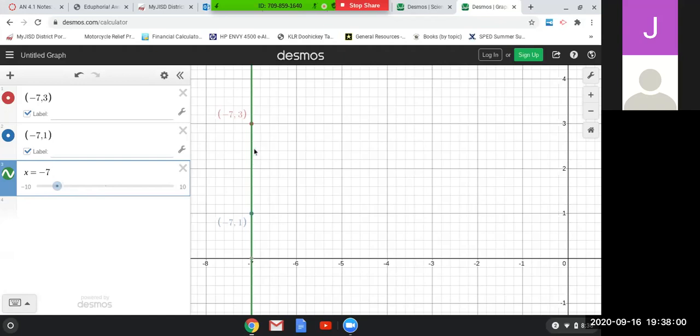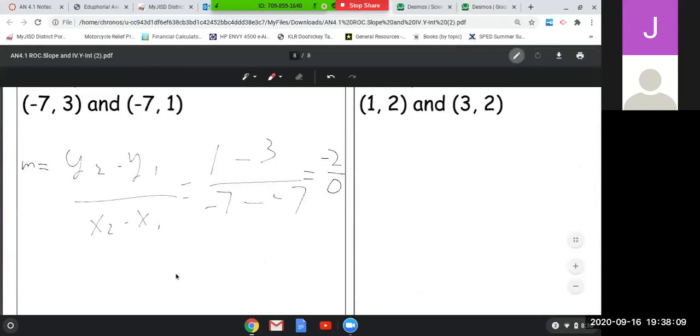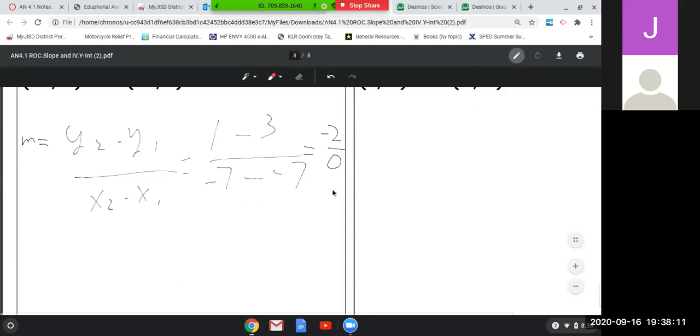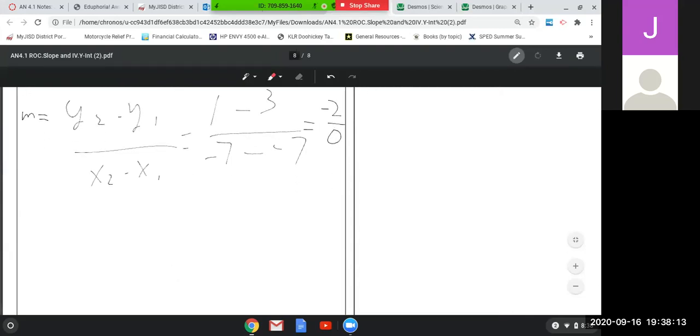When you have points where one's on top of another, you end up with a vertical line, and the vertical line is always going to be undefined. There is no number there. There's a special rule in algebra. The special rule is thou shalt not divide by 0. It's like the first commandment of the 10 commandments of math. Thou shalt not divide by 0. Anytime we end up with something like this where we have a 0 on the bottom when we're calculating slope, our answer is undefined.